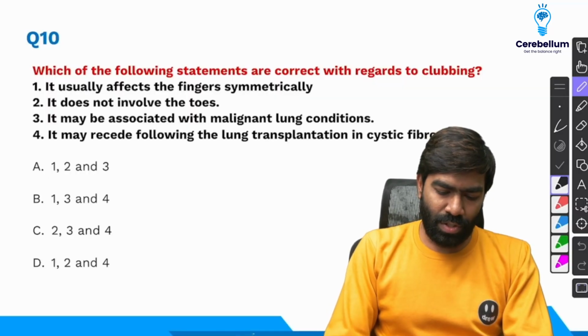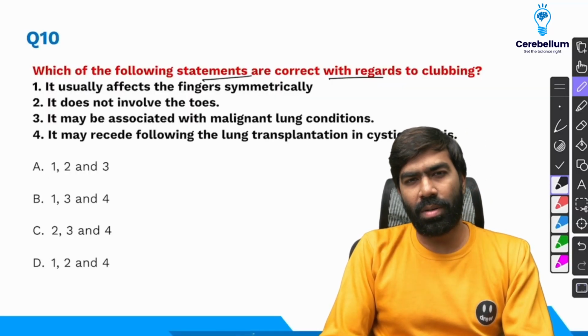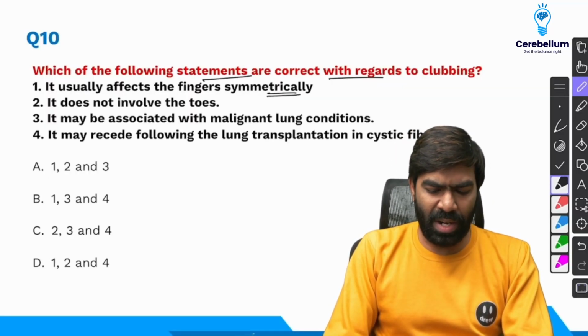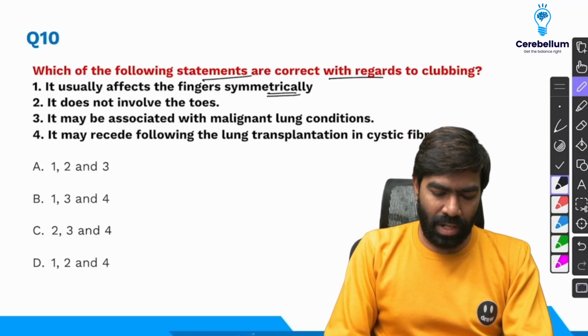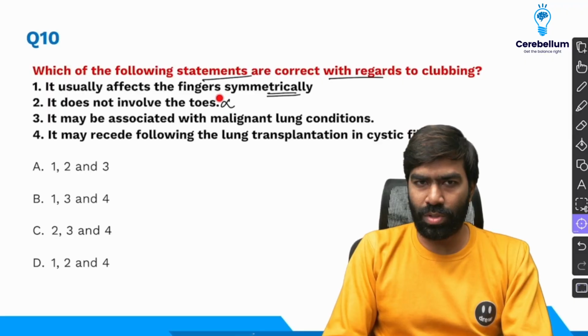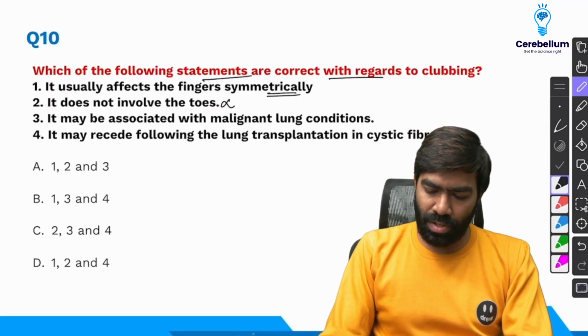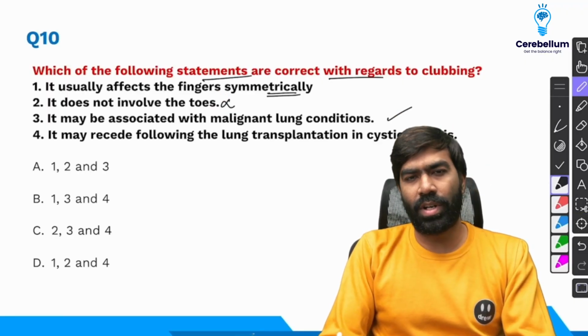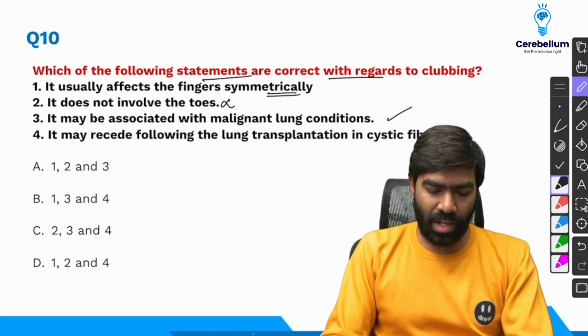Coming to question number 10, which of the following statements are correct with regards to clubbing? It usually affects fingers symmetrically. That's a true statement. It does not involve toes is wrong because clubbing does involve the toes as well. It may be associated with malignant lung conditions, correct. For example, lung cancer, mesothelioma, anything can produce clubbing.